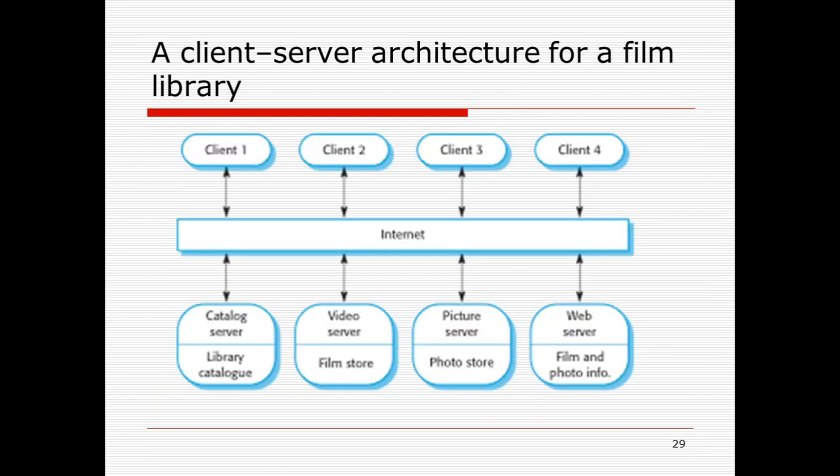The client server architecture for the film library or the DVD library, where you have the servers: catalog server, video server, picture server, web server. There is a common interface, the internet, and different clients. You can see client 1, client 2, client 3, client 4. They are basically accessing these services through the interface.